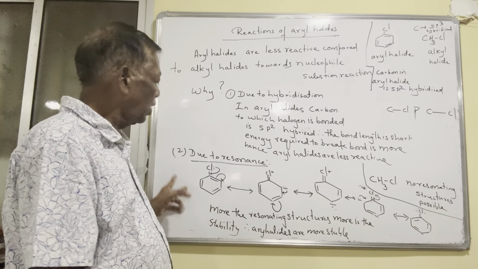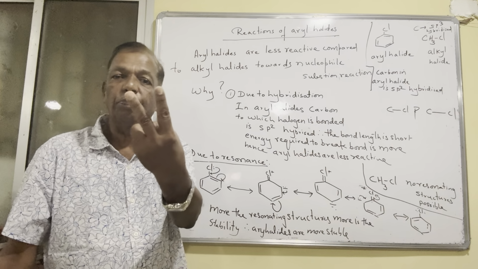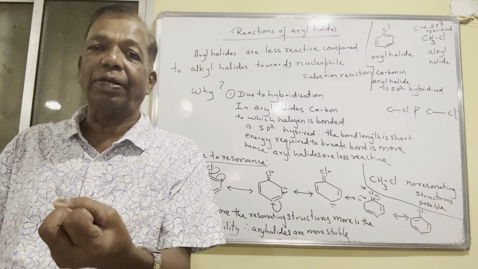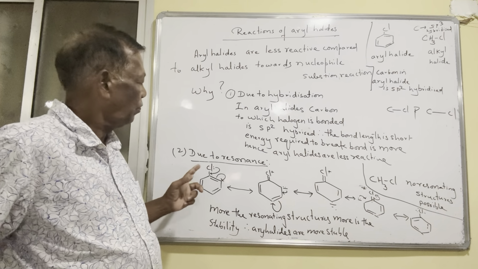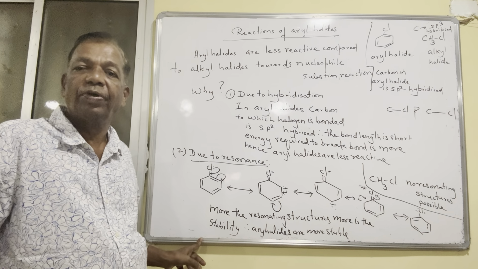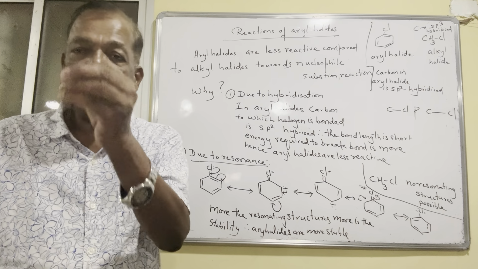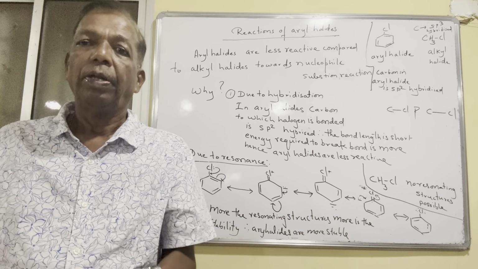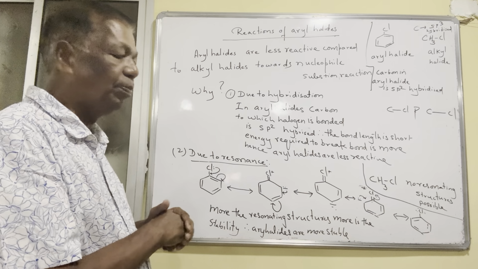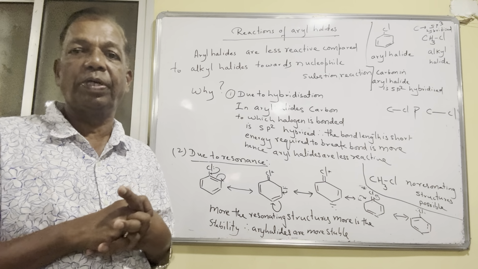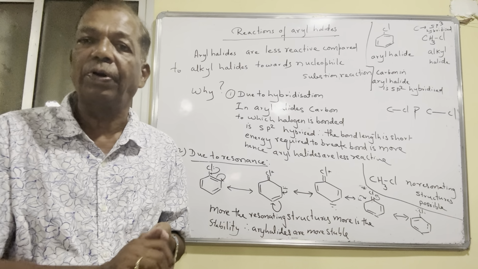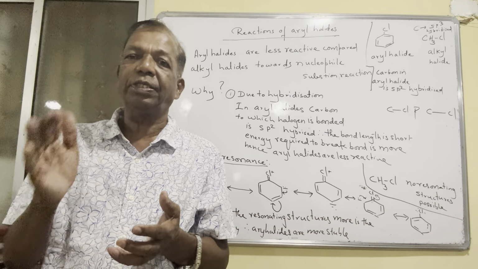That is one point. Second point is due to resonance. So these 2 points are to remember. One more reason is due to the phenyl cation which is produced. So there is one more reason, third reason, is due to the what? Formation of phenyl cation. That phenyl cation is found to be unstable. Okay, and therefore, because of instability of that phenyl cation, the aryl halides are found to be less reactive.